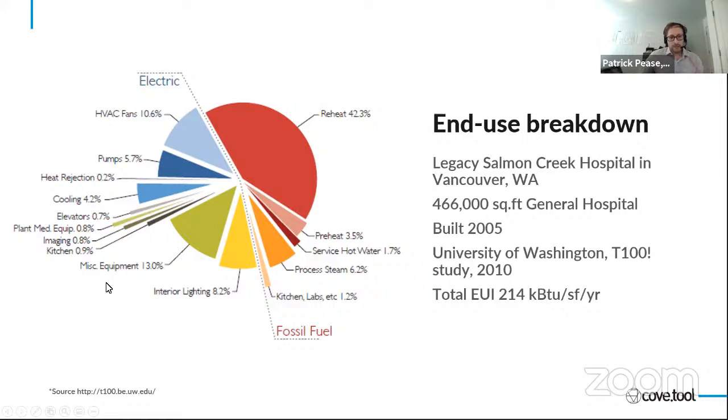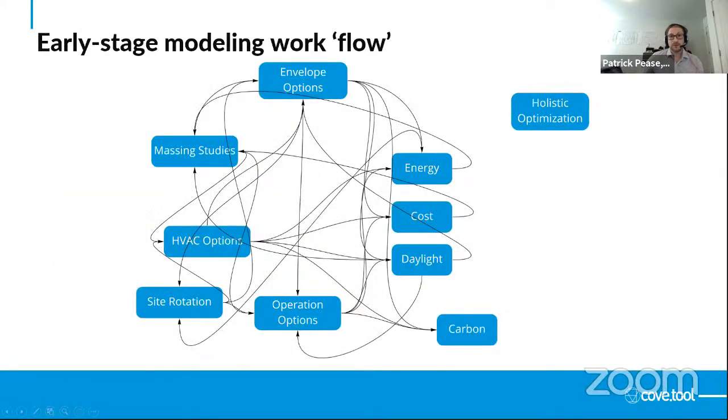Similarly, there again, we see imaging is only 0.8%. So again, it's not really moving the needle in any way whatsoever. So next, we're going to go through some early stage modeling.